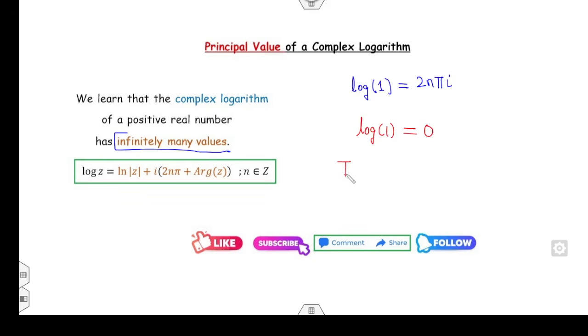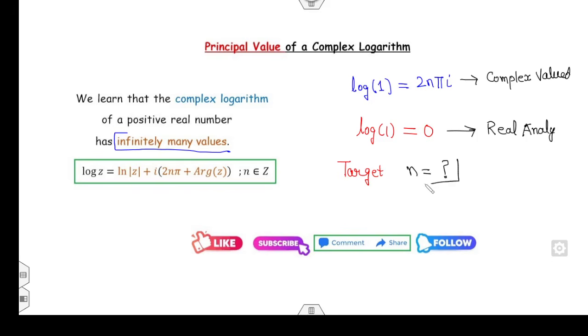Fine. So you can say this is my complex valued function. Iota आ गया ना उसके अंदर. This is the complex value. Fine. And real analysis में log of 1 कितना होता है आपका? 0. Real analysis. Fine. क्या आप n की कोई एक ऐसी वैल्यू चूज कर सकते हो जिससे कि कॉम्प्लेक्स एनालिसिस का आंसर रियल एनालिसिस से मैच हो जाए?